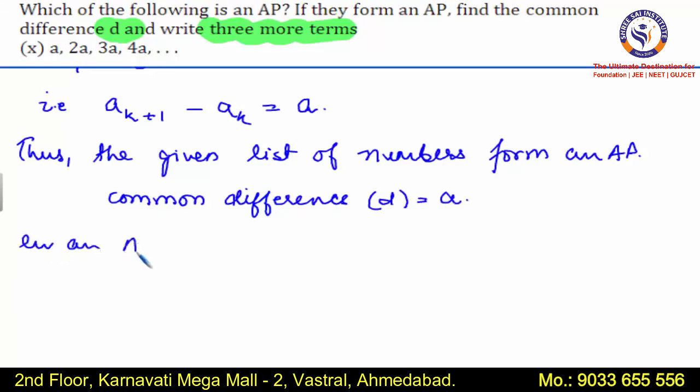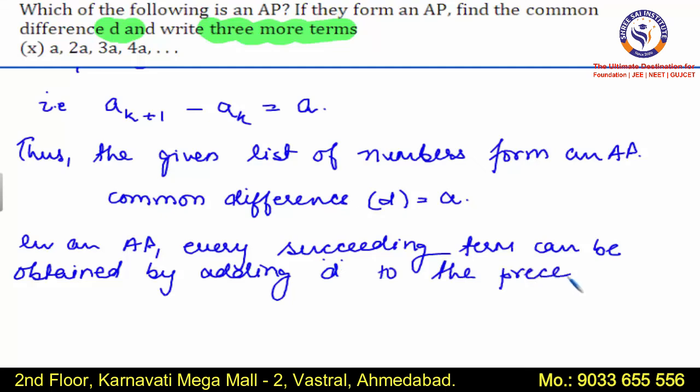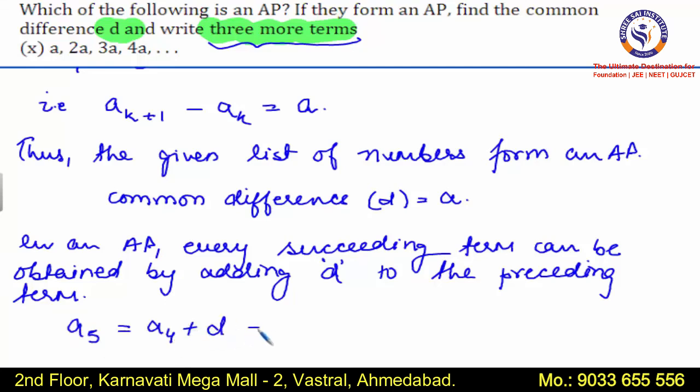Now we know that in an AP, every succeeding term can be obtained by adding the common difference d to the preceding term. As per the question, we have to find the next 3 terms, and 4 terms we are already given. Therefore, to find the 5th term, we will add the common difference d to the 4th term, and this gives 4A plus A, which is equal to 5A.